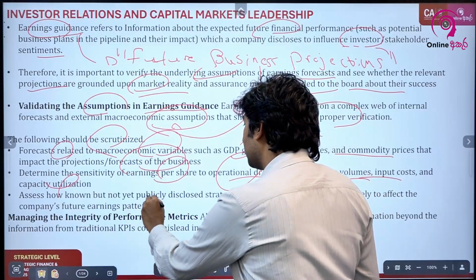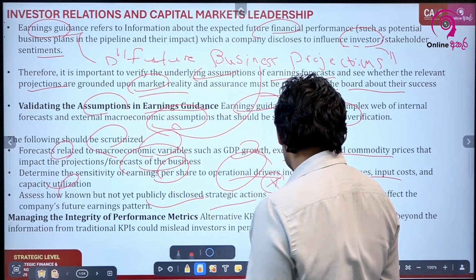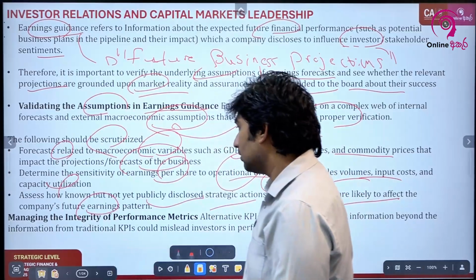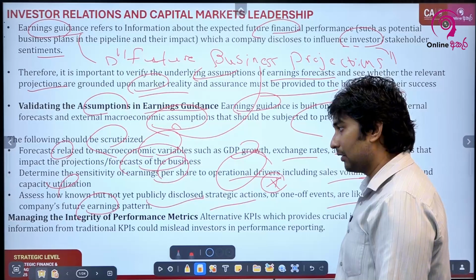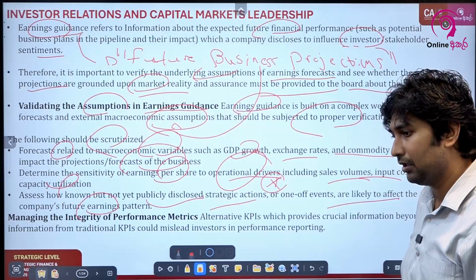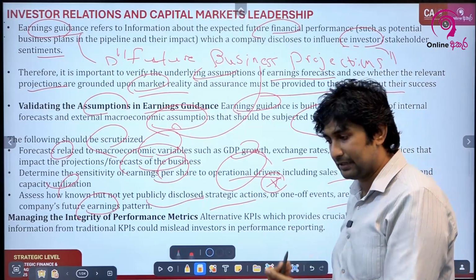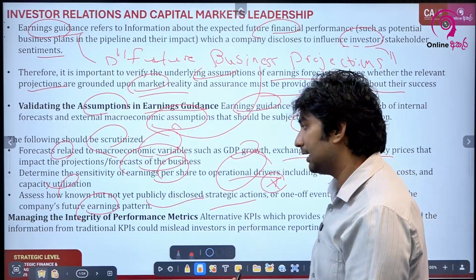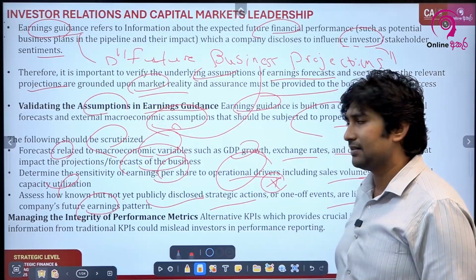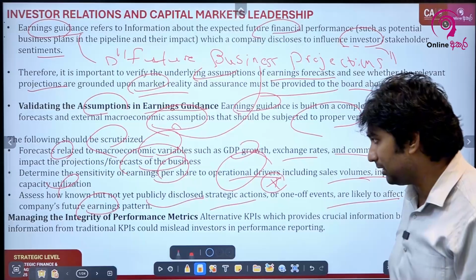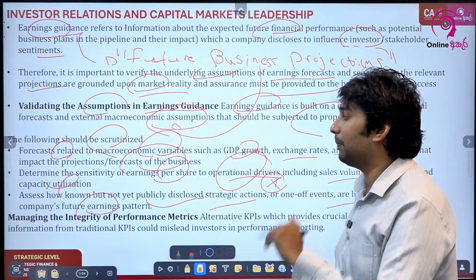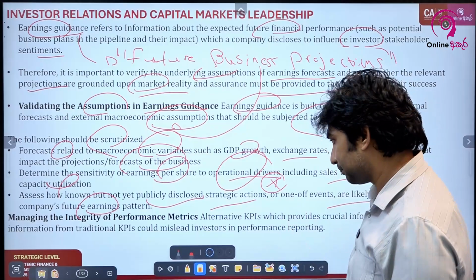assess how known but not yet publicly disclosed strategic actions or one-off events are likely to affect the company's future earnings pattern. So there are future incidents that can impact the organization but which are not publicly disclosed. For example, the impact of a pending litigation or the decision taken by the organization to close down a factory. So strategic actions like that which are not yet disclosed to the public but which are known internally, you need to see how those impact the future earnings of the organization.